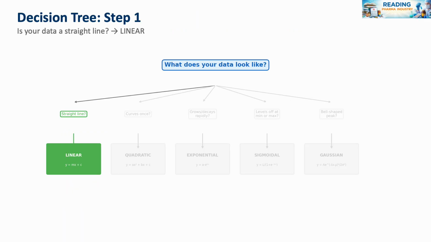Now let's build a decision tree for model selection. Let's start with the most basic equation. As we mentioned before, is your data a straight line? If yes, then you use a linear regression, and that is y equals mx plus c. That will explain your data behavior well. If not, then we need to look at how it curves.